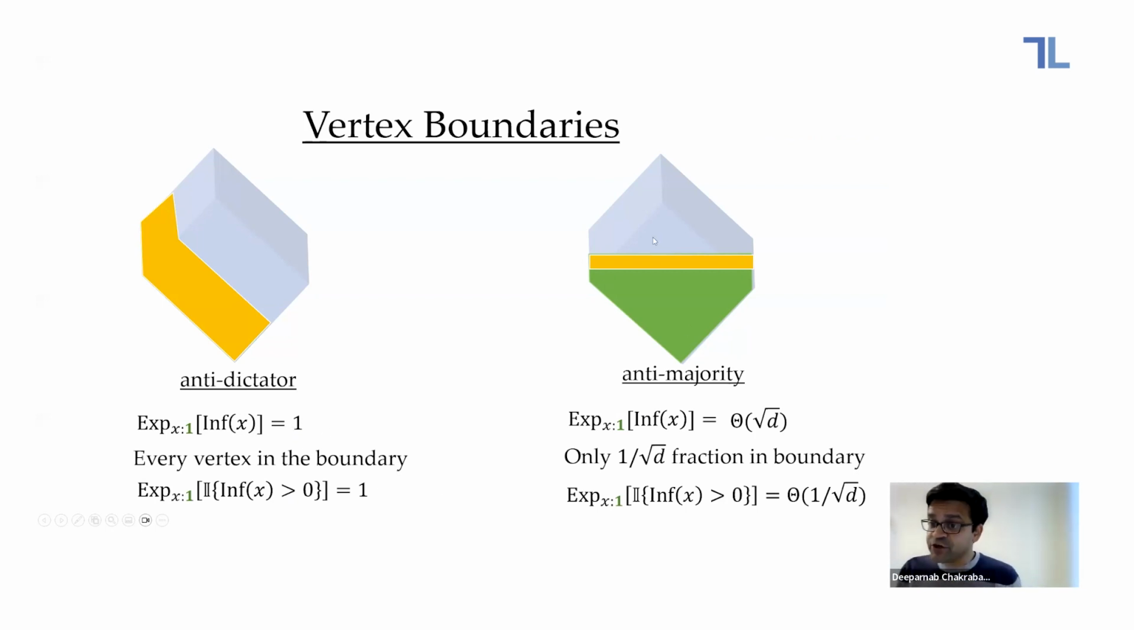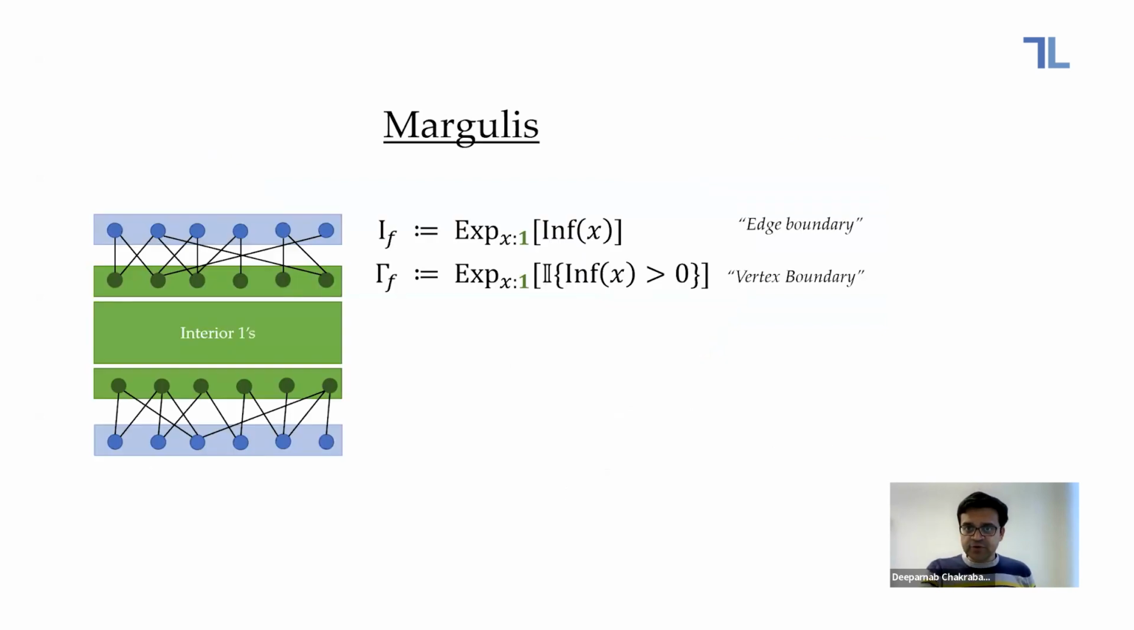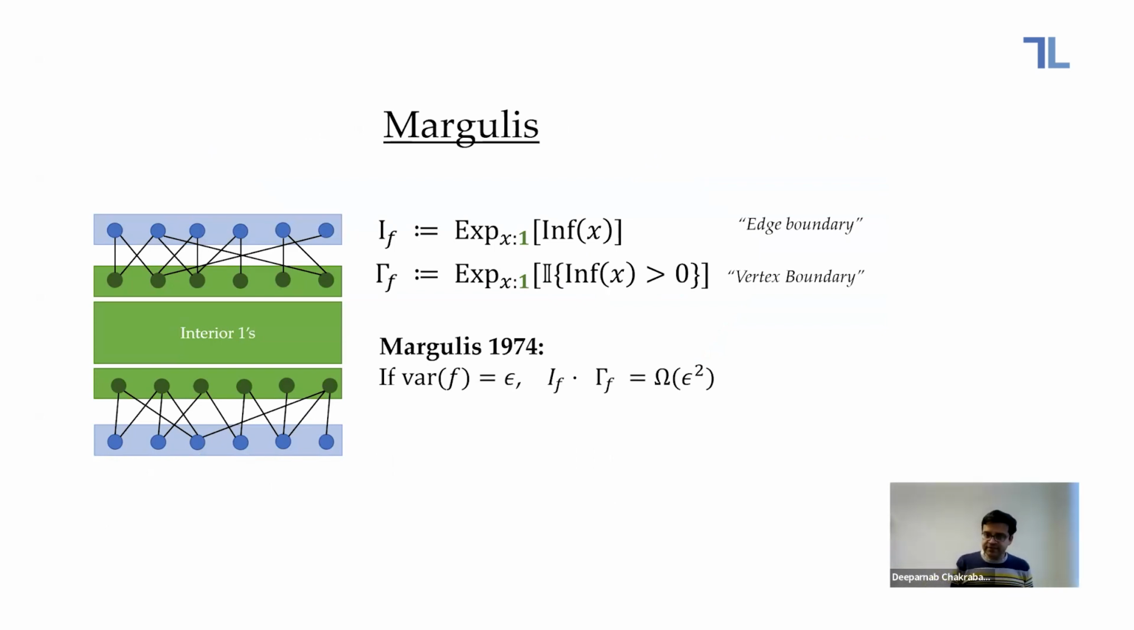On the other hand, in the anti-majority there were lots of edges. Poincare was slack, so the expected influence was actually root d instead of just constant. But the vertex boundary was really thin, roughly 1 by root d. Now you can see that root d times 1 by root d is also 1, and what Margulis said is that this is not an accident. Margulis's theorem is that if you take any balanced function with constant variance and look at its edge boundary and vertex boundary, then the product of the edge boundary and the vertex boundary is at least a constant.